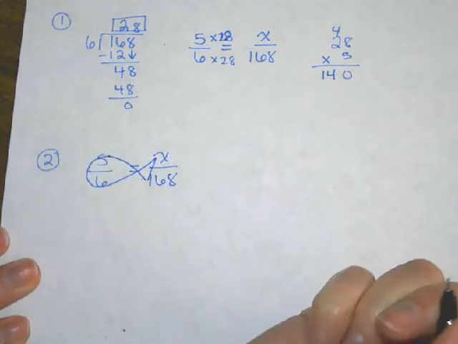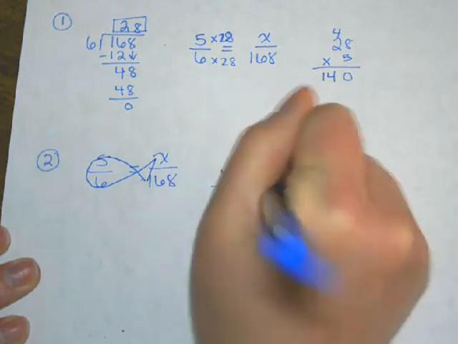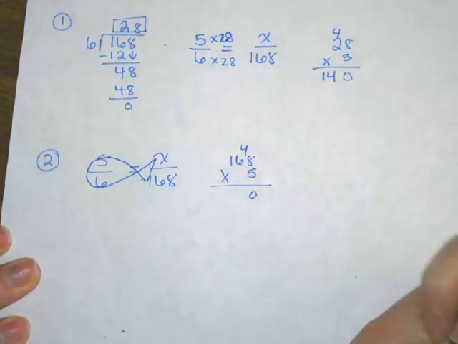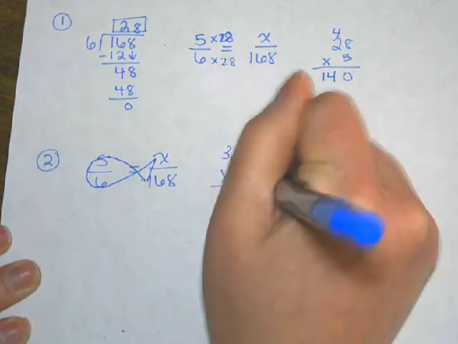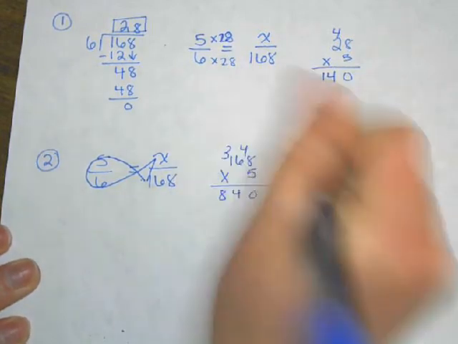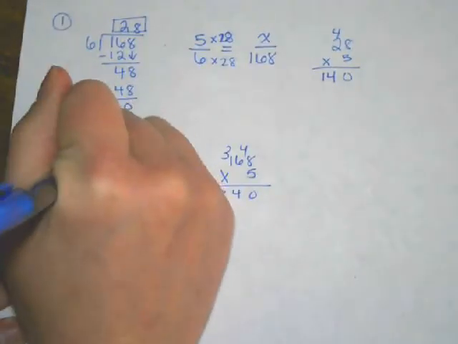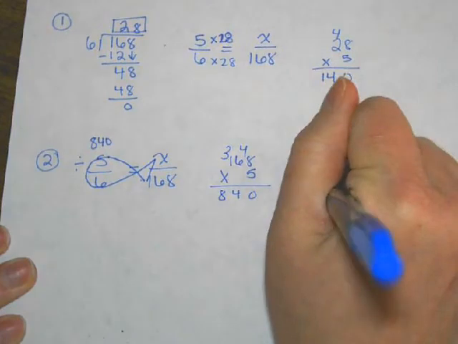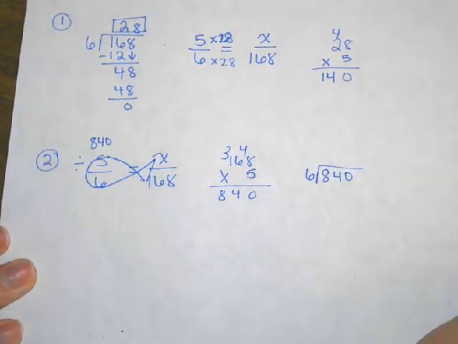You can use your calculator, or you can come out here to the side and do it long ways if you'd like. 168 times 5, that's going to be 40. 30 plus 4 is 34, and then 5 plus 3 is 8. So I'm going to get 840. And then I need to divide it by 6. Again, this will be easier with a calculator. 840 divided by 6.